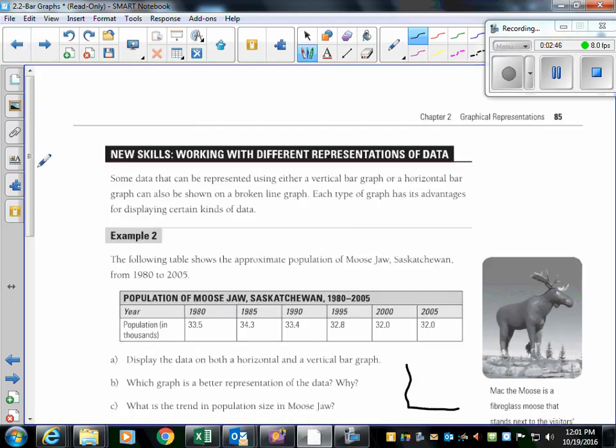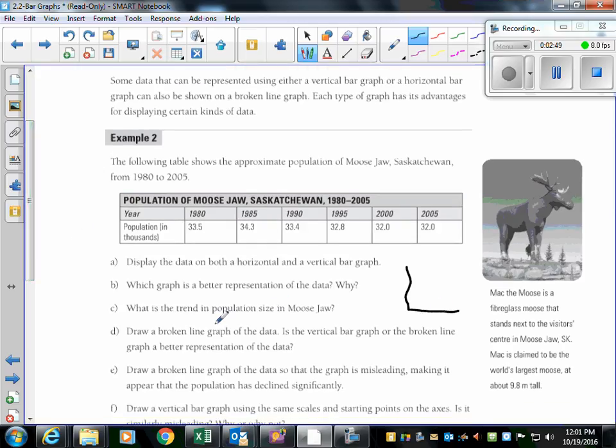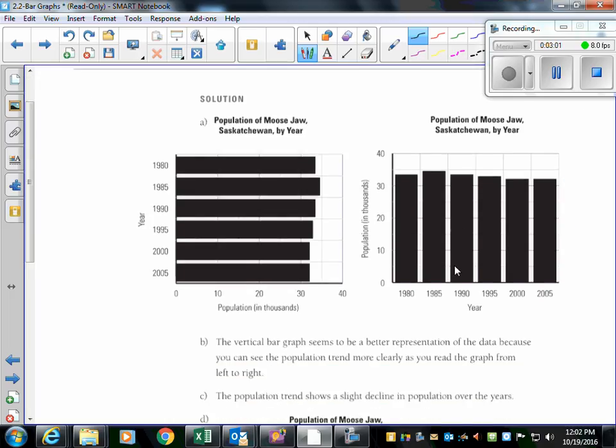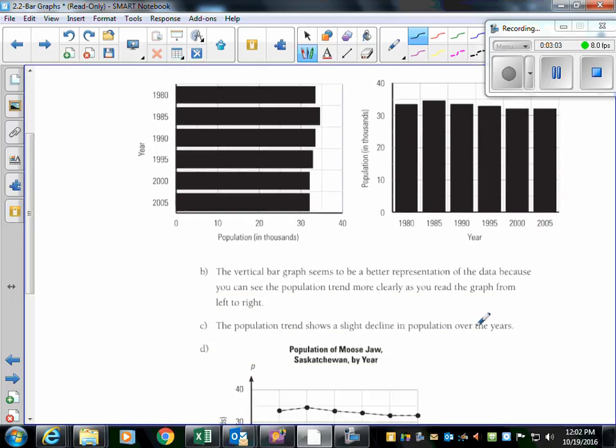Which graph is a better representation? Well, we just talked about it. What's the population trend in Moose Jaw? If we look, it looks like from 1980 to 2000, it's going slightly down, but it's staying pretty constant. It's a slight decline. Okay.